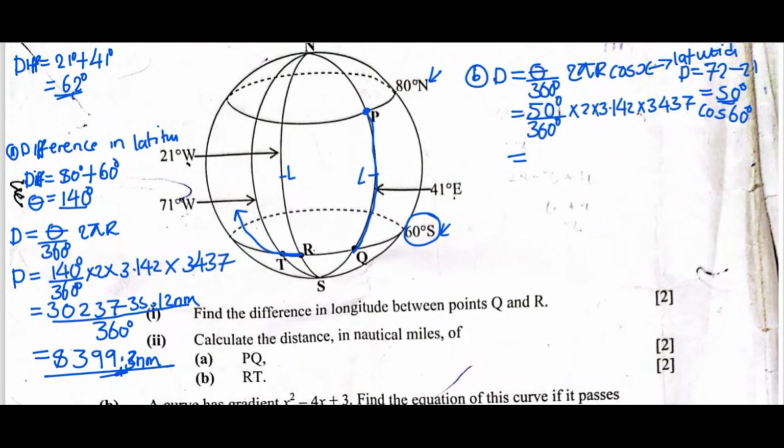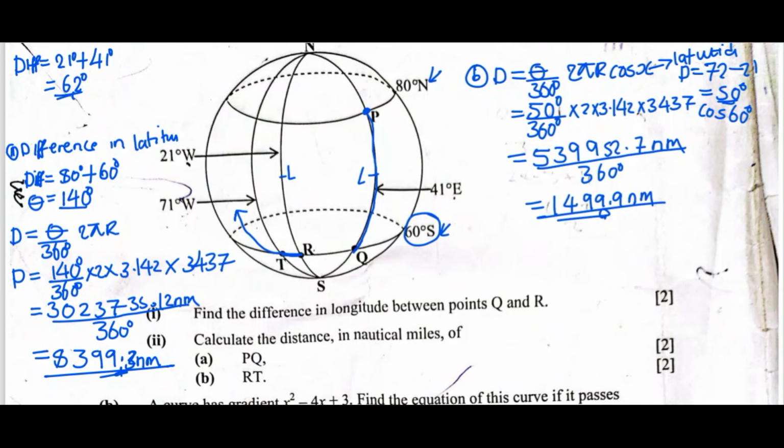Then we'll have times cos 60. So I'm getting 539,952.7 nautical miles over 360. Then divided by 360. So I'm getting 1,499.9 nautical miles. So this is the answer that we can solve for this question.